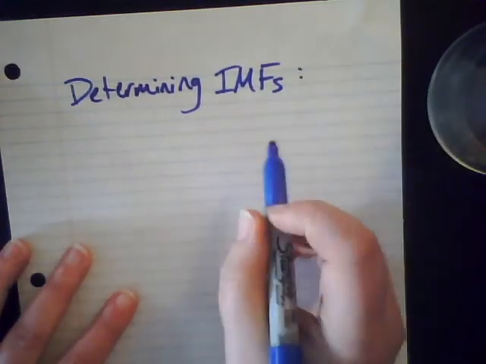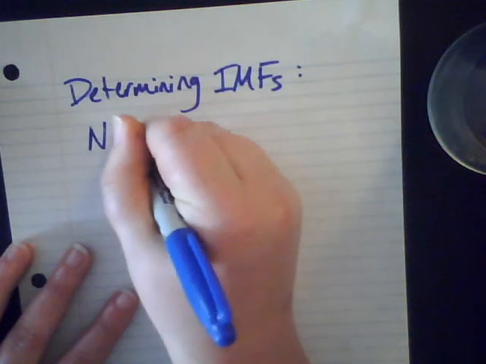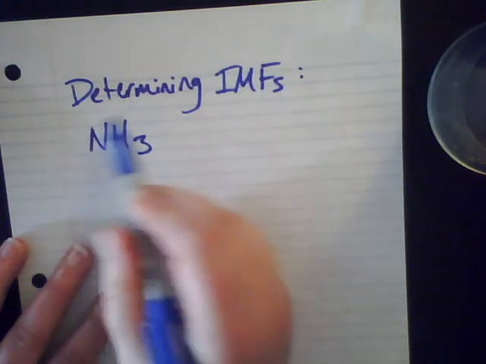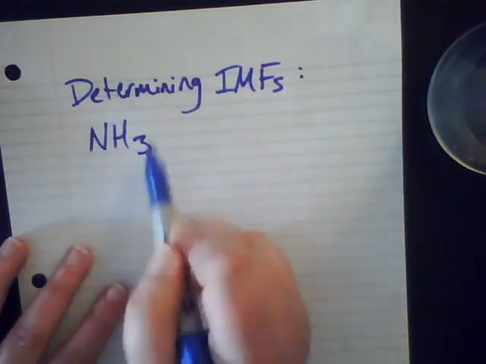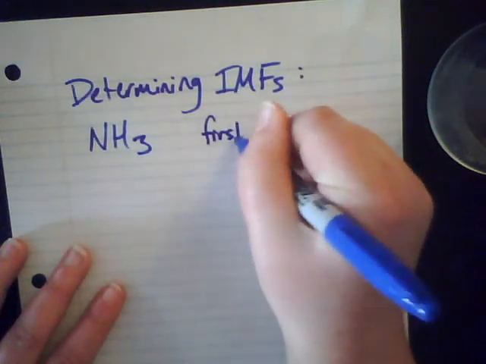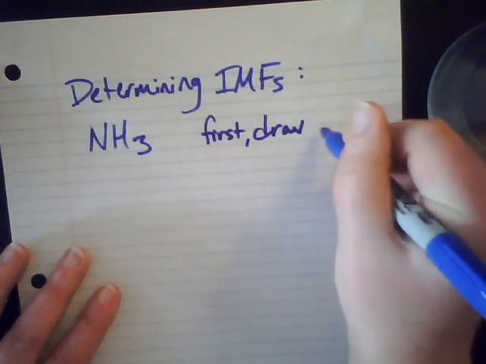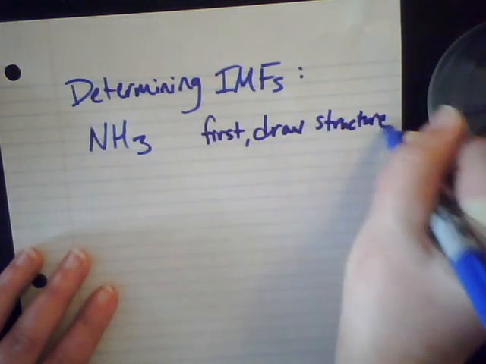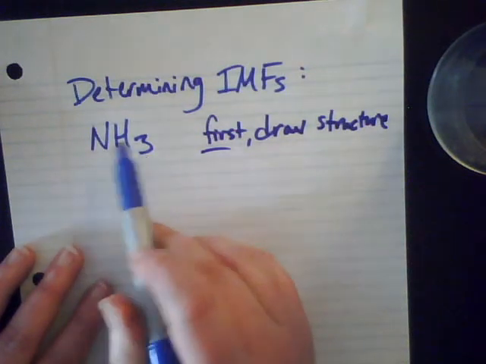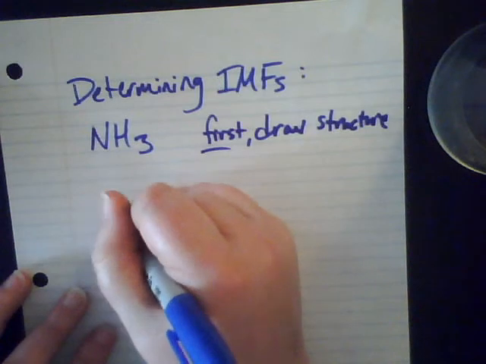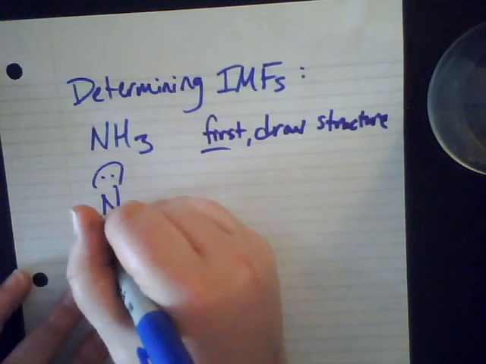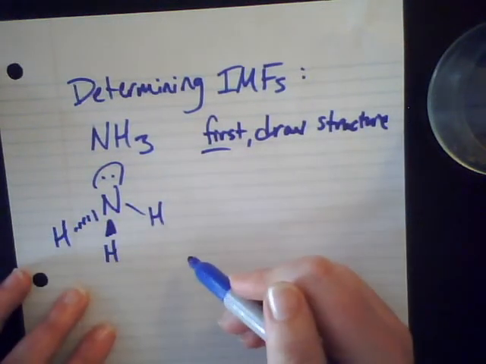Okay, determining IMFs. So let's take a sample, for instance, of ammonia. Remember, ammonia is NH3. If we wanted to figure out what attractive forces are in a sample of ammonia, just ammonia mixed with itself, then we first have to draw the structure. That would start with drawing the Lewis dot structure and then determining the VSEPR structure, and we would figure out that nitrogen likes to be a trigonal pyramid when it's attached to three things. So it looks like this, right?